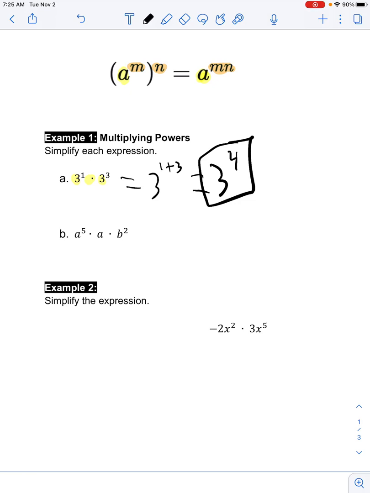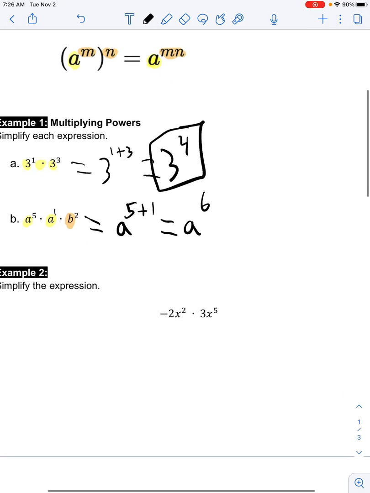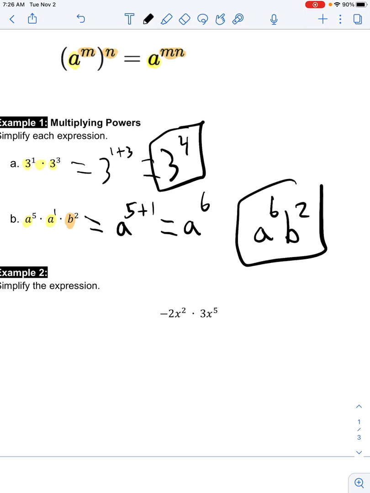All right. Remember, if you don't have an exponent, you can assume that it is a 1. So if I look, I have a base of A, but then I have a base of B. That's different, so I have to be very careful not to combine those. I'm only going to combine A to the 5th with A to the 1st. So this is A to the 6th. But my final answer has to include that B squared as well. So A to the 6th, B squared.